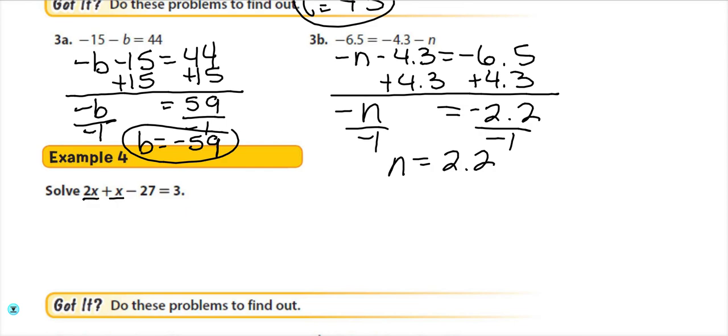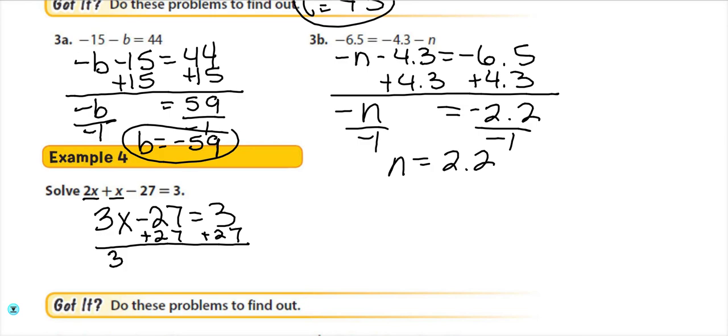So we have a 2x plus a 3x. What is 2x plus 3x? Or 2x plus x, I just gave away. That'd be 3x minus 27 equals 3. Once you combine your like terms, then you pick up right where we left off. We'll add 27 on both sides. That'll give me 3x equals 30. I need to divide by 3, and then x equals 10.